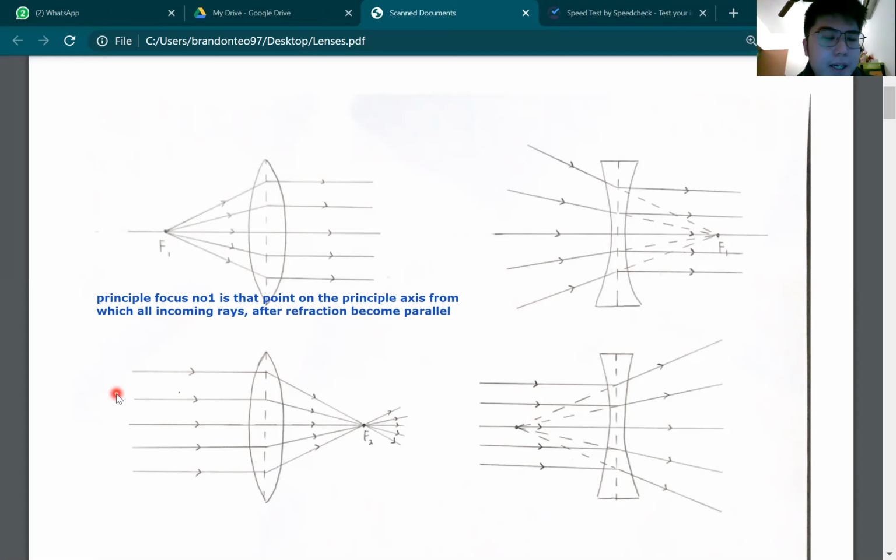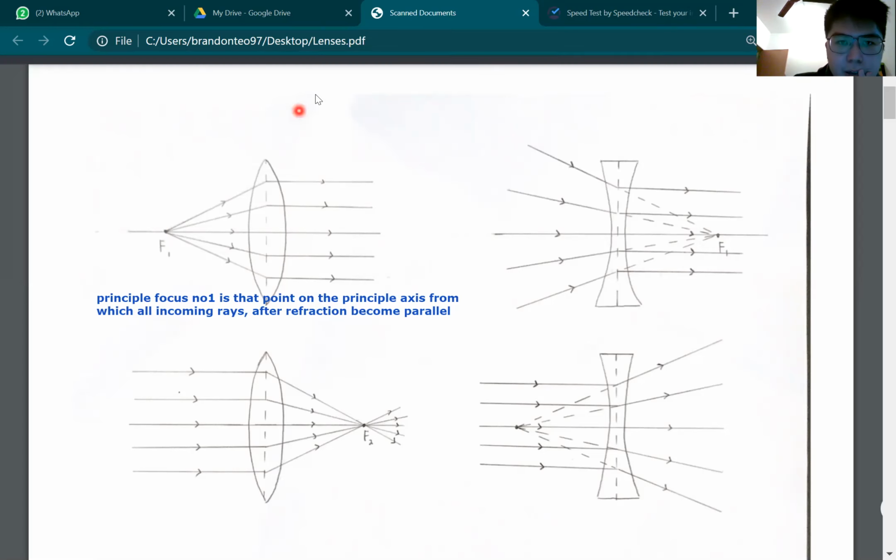Why? Because to be able to see a very far object, the light must reach your eyes, right? If the light doesn't reach your eye, then you cannot see very far objects. So in order for the light to reach your eyes, it has to be parallel, because only parallel light can travel very far.